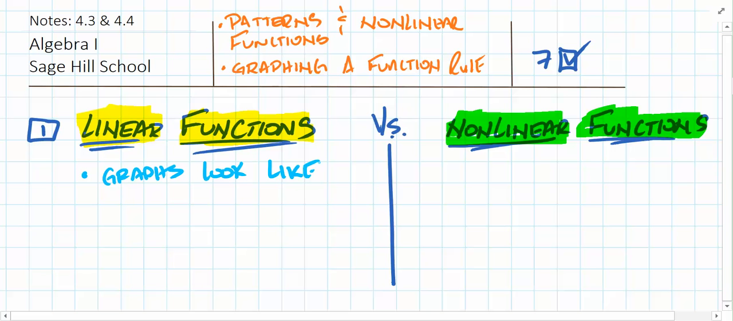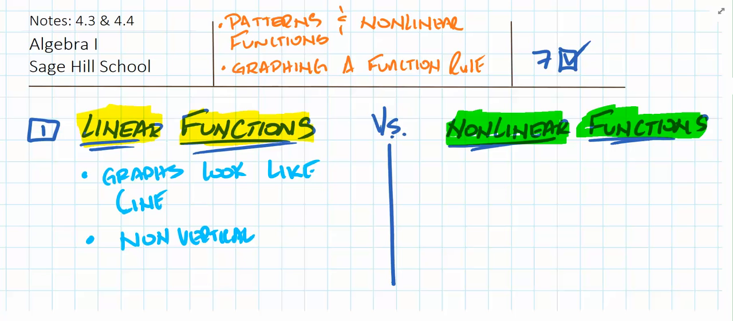Yeah, they look like lines, exactly, right? It looks somewhat like a line, in some way, shape, or form. It has to be non-vertical though. So if it's straight up and down, it doesn't actually count as a linear function. We're going to get more into that later when we talk about why it can't be vertical. But for right now, we'll just talk about it as a linear function.